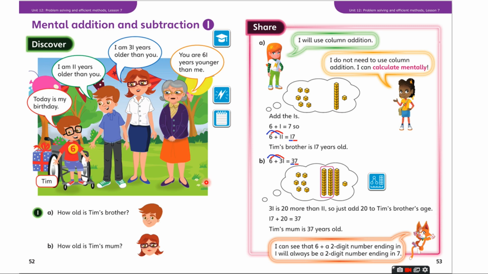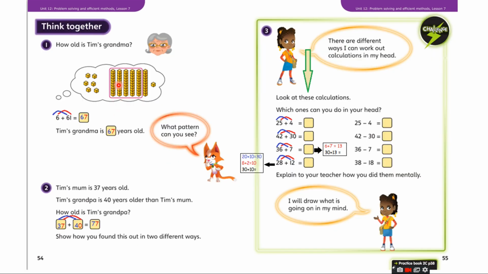What about his grandma? Let's go to the next page. If Tim is 6 years old and he is 61 years younger than his grandma, how can I find her age? To find her age, again, I'm going to do the same way. I will add them together: 6 plus 61. And when I add, I'm going to add tens with tens, ones with ones. I do not have any 10 here. Nothing plus 6 equals 6. And the ones, 6 plus 1 equals 7. So the answer is 67 years old. This is her age. Now here, we will start talking about grandpa.